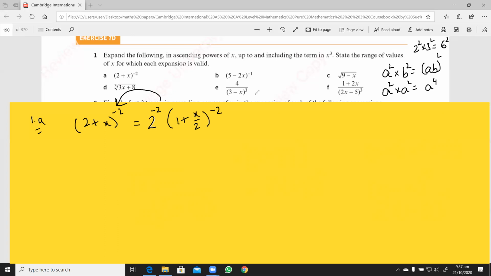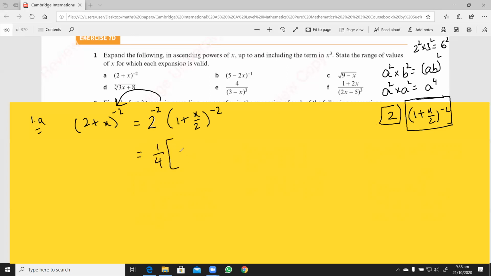Suppose that you forgot to put this -2 onto this 2 while taking a common. So can I multiply 2 with (1 plus x over 2) raised to -2? Can I multiply them? Now, these two things neither have the same base nor the same power. So we cannot go back to this if you just wrote it as 2. So this has to be 2 raised to power -2.